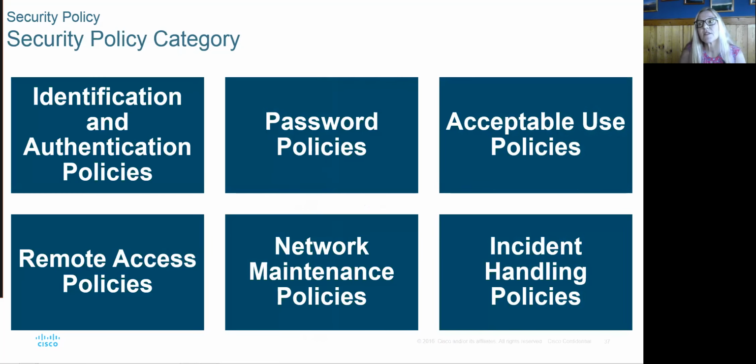So, different security policy categories. We've got identification and authentication policies. That's going to outline our verification procedures and specify authorized persons that can have access to your network resources. We're going to have password policies, ensuring that passwords meet minimum requirements and that they're changed regularly. We're going to have acceptable use policies, identifying the network resources and usages that are acceptable to the organization. And that may include ramifications for policy violation.